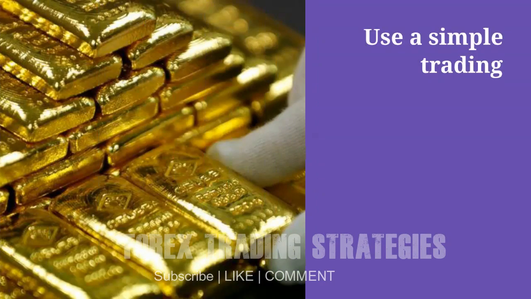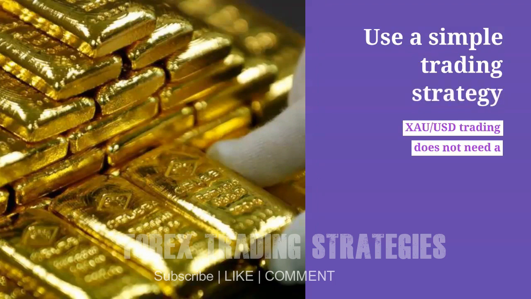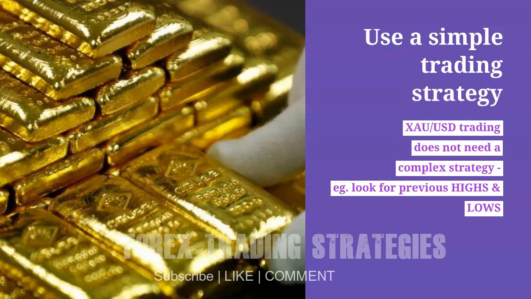Then what I also observed with gold is: don't try to be complicated. Trading gold can be as simple as targeting the previous highs and the previous lows. Just that. You don't have to be complicated and find all the other indicators, convergences and things like that. Just target the previous lows and the previous highs and you'll be fine.